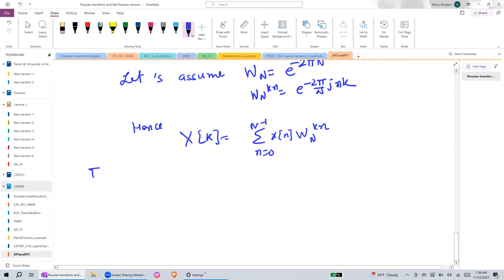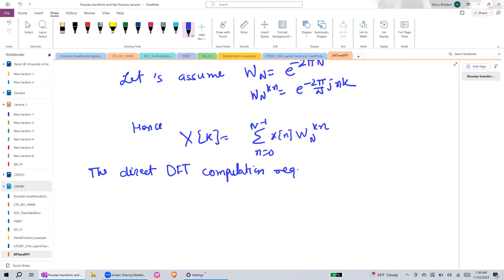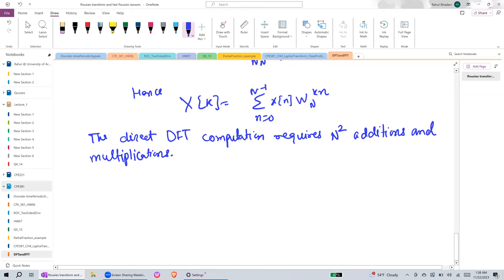Okay, and so the direct DFT computation is very expensive. The computation is very expensive and requires N square additions and multiplications.